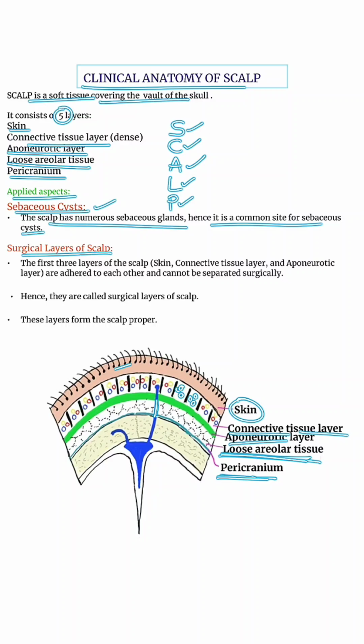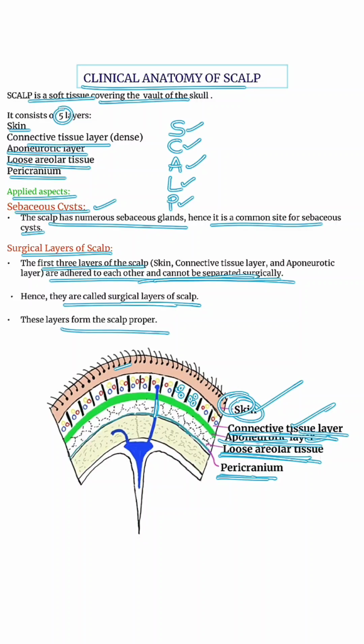Surgical layers of the scalp. The first 3 layers of the scalp: skin, connective tissue layer, and aponeurotic layer, adhere to each other and cannot be separated surgically. The connective tissue layer firmly adheres the skin with the underlying aponeurotic layer. Hence, they are called surgical layers of the scalp. These layers form the scalp proper.